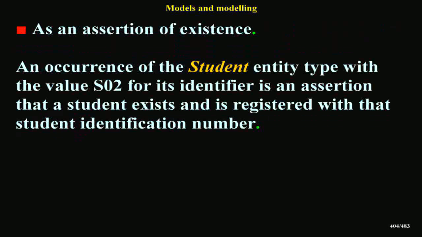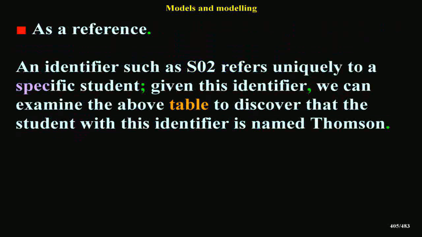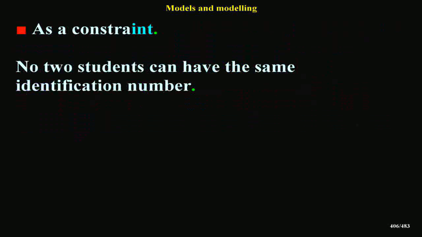As an assertion of existence. An occurrence of the student entity type with the value S02 for its identifier is an assertion that a student exists and is registered with that student identification number. As a reference. An identifier such as S02 refers uniquely to a specific student. Given this identifier, we can examine the above table to discover that the student with this identifier is named Thompson.